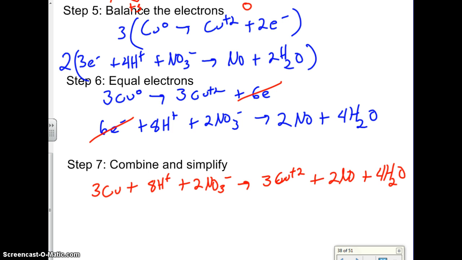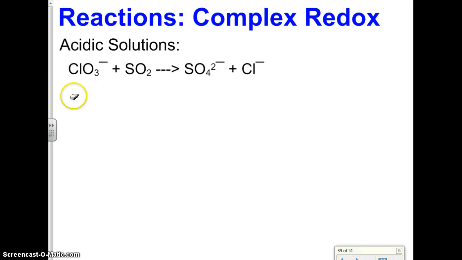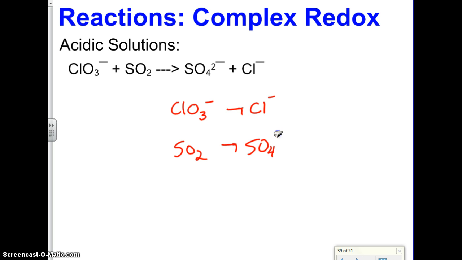Okay, so let's look at another one a little bit quicker. We have our full reaction. Rewrite our half reaction, so ClO3 forming Cl minus. Again, we're finding what 2 things belong, so chlorine belongs to chlorine. And then we have SO2 forming SO4.